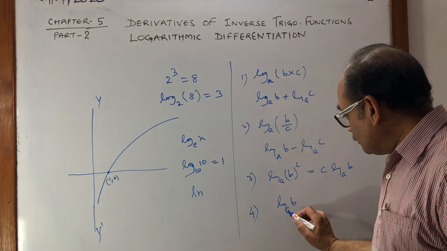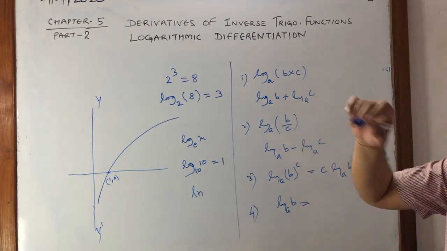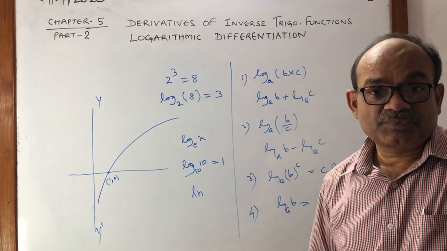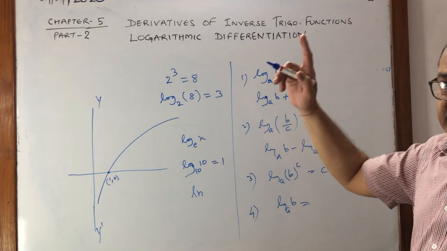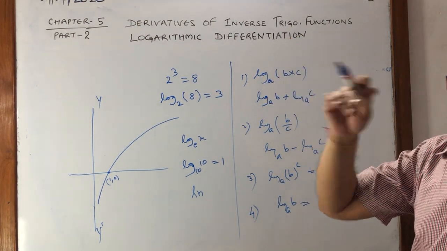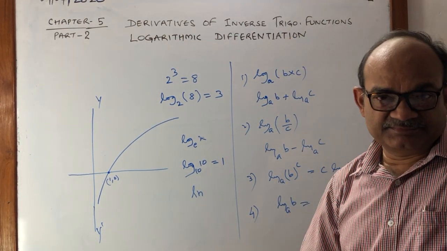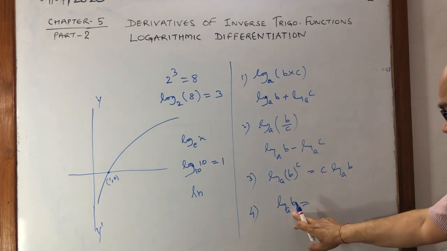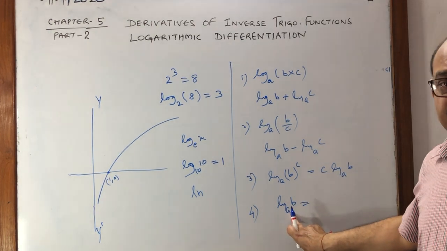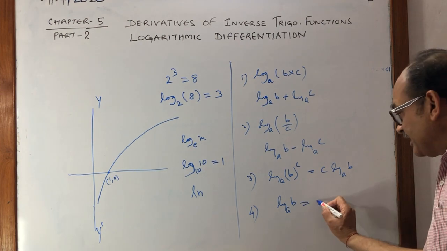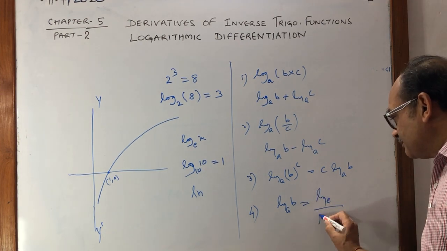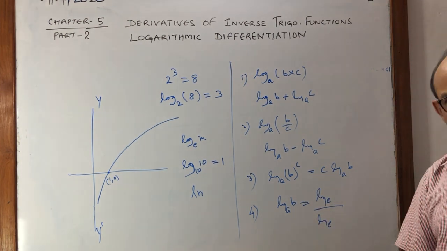Correct? Now, log a b, but I want to convert it into log base e, because we have the formula of log x, derivative of log x base e is 1 by x. Correct? So we have to convert this log base a into base e. Then how we write? First we write the base e and base e in the numerator and denominator.